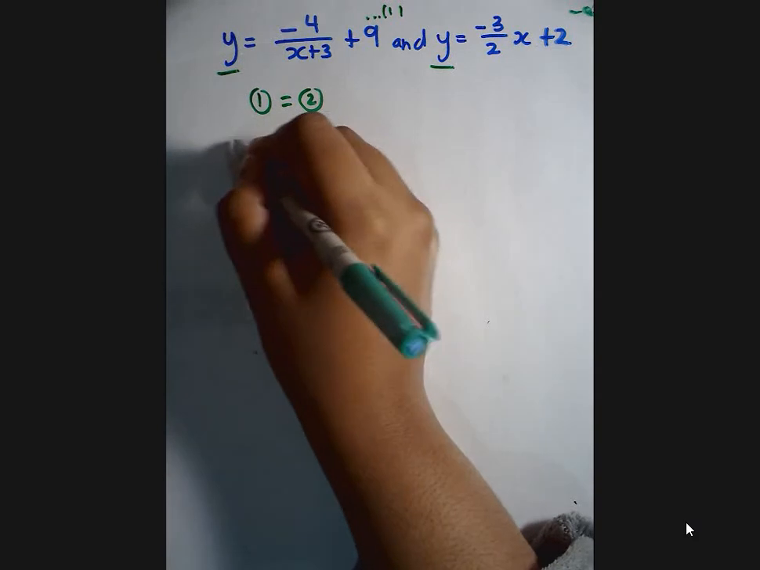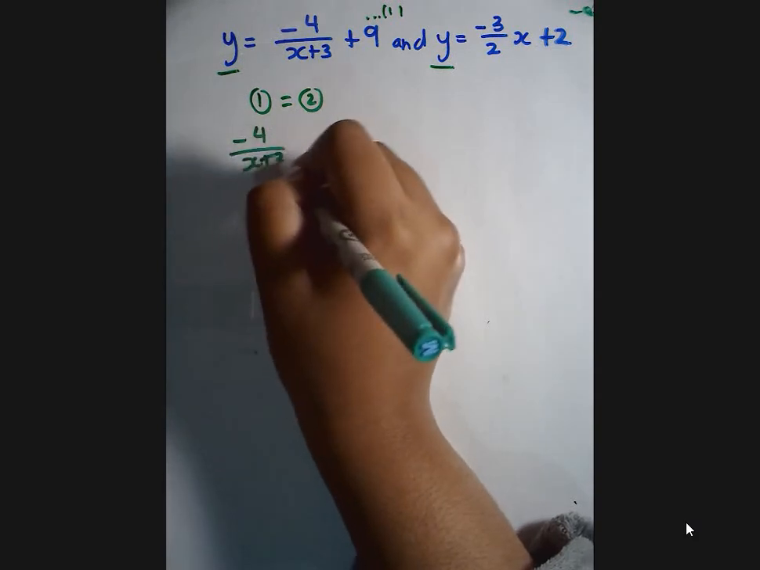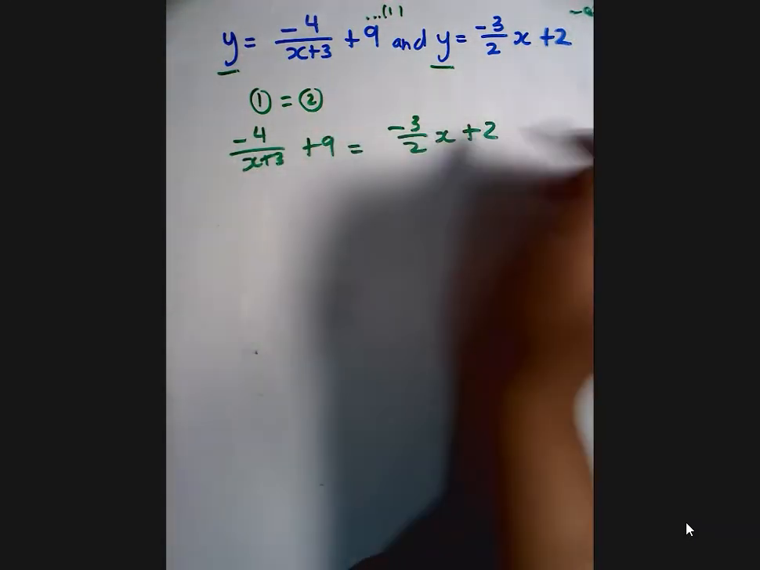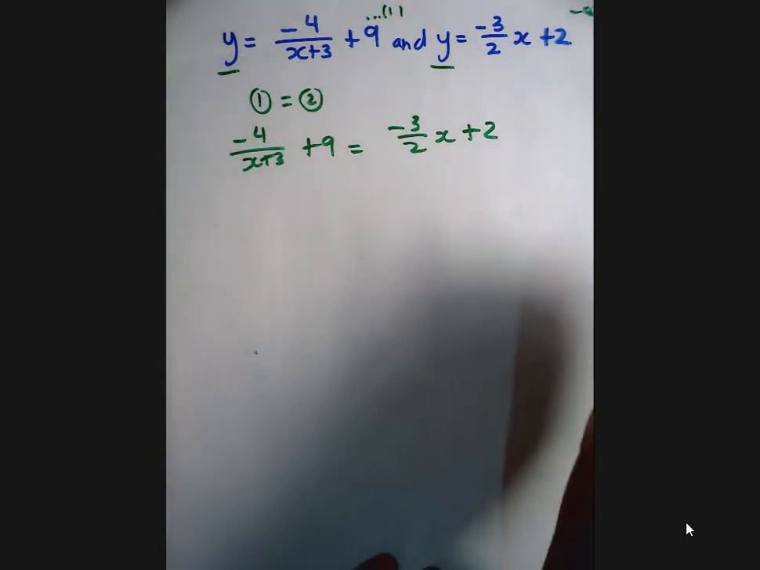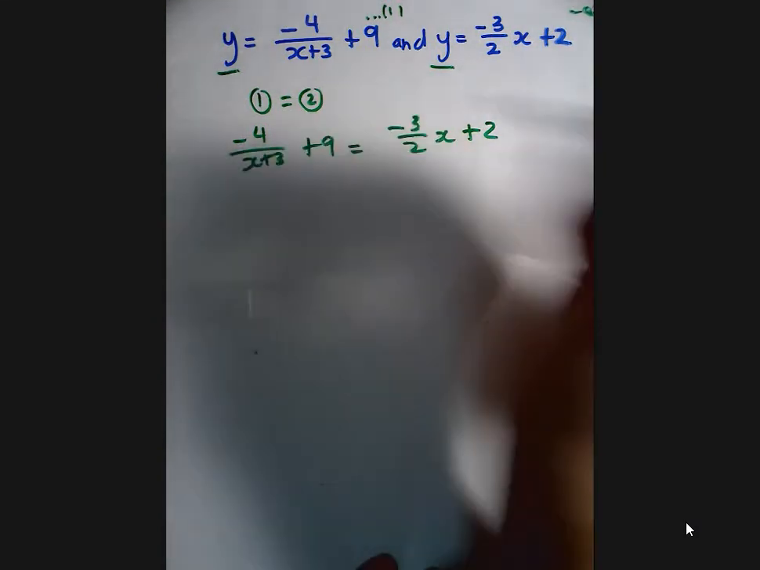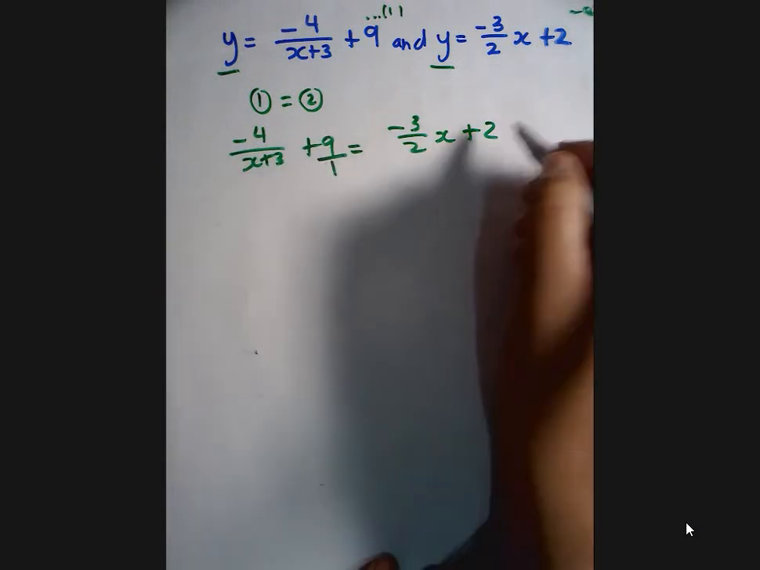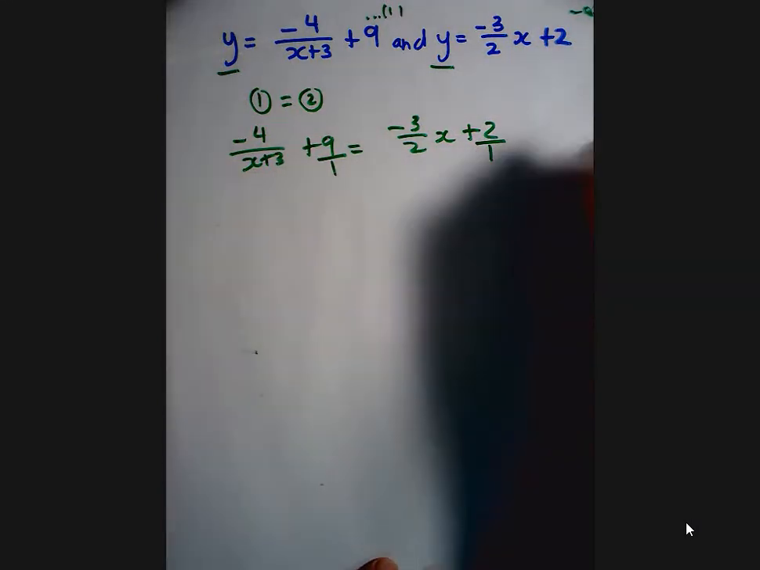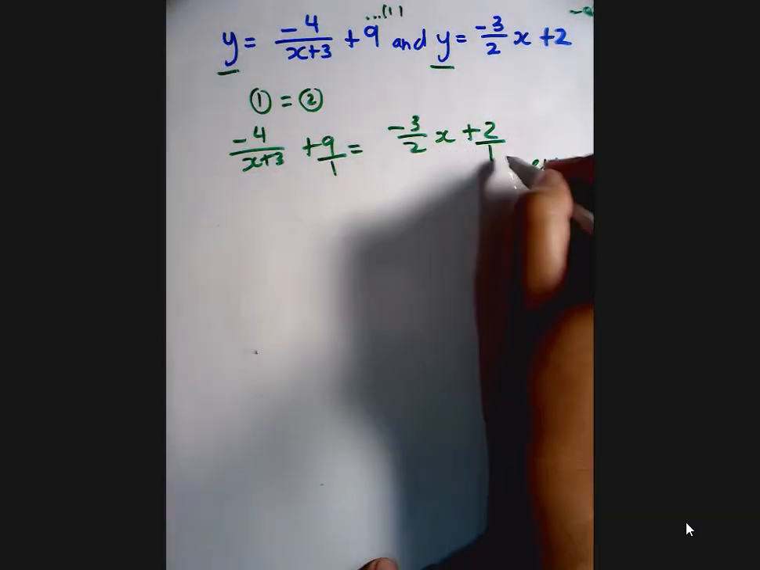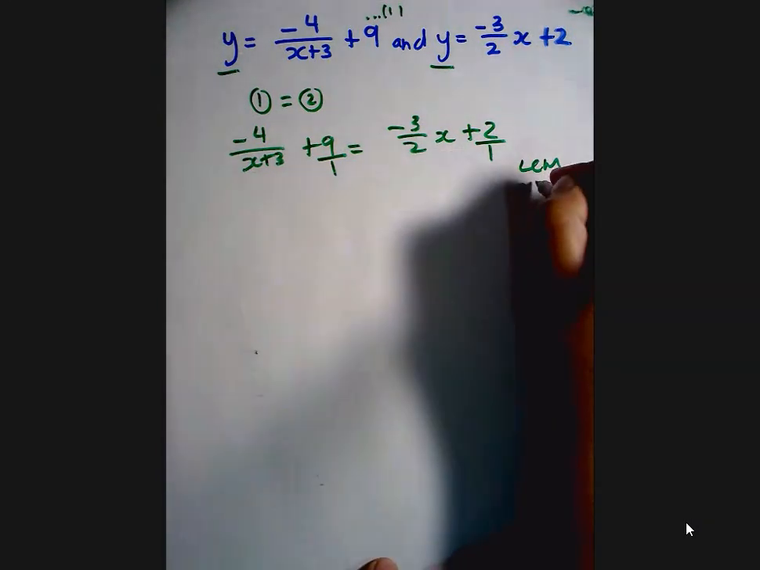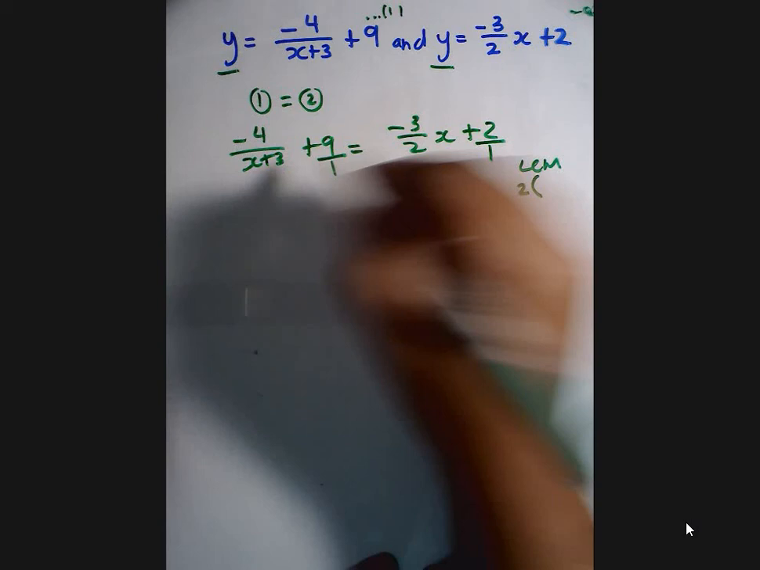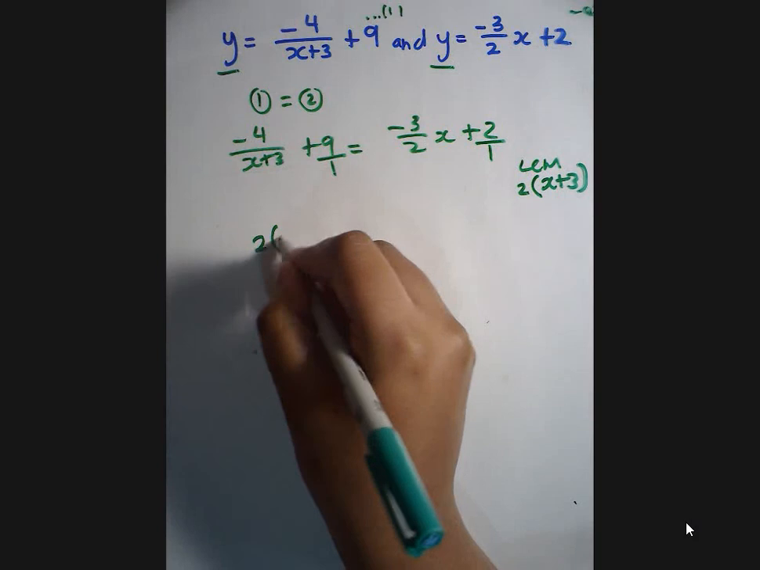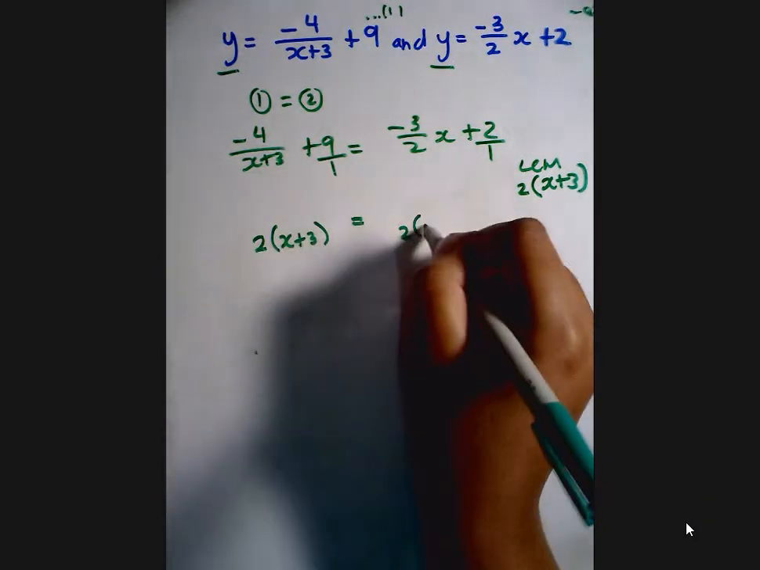So 1 is minus 4 over x plus 3, plus 9, is equal to minus 3 over 2x plus 2. Now, doesn't this look similar to solving for x with fractions? It's exactly the same thing. You're going to note this has a denominator of 1. This basically can be written as minus 3x over 2. This is a denominator of 1. So my LCM is going to be my denominators, which is 2, times that whole bracket, x plus 3. So what I'm going to basically try to get on this side is 2x plus 3. I'm going to have 2x plus 3 here also.